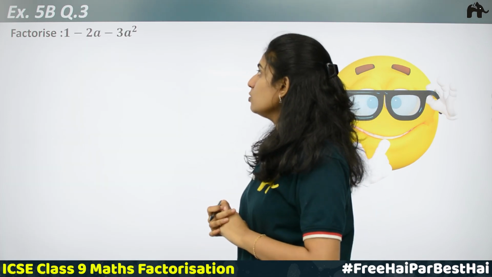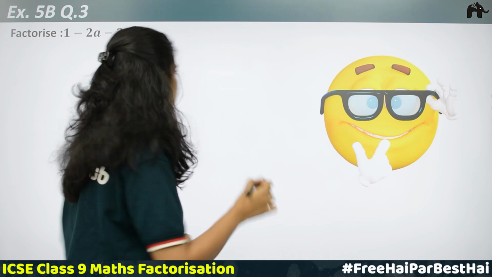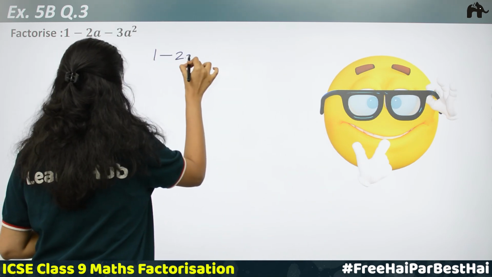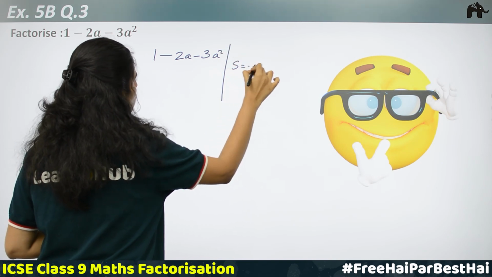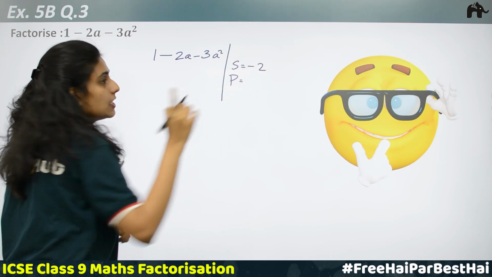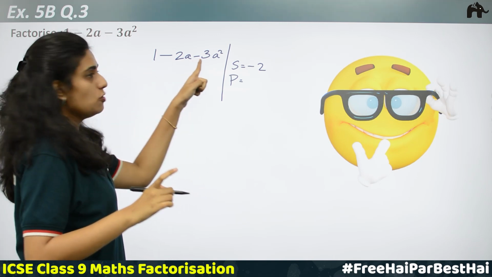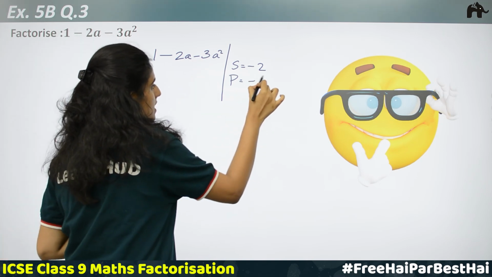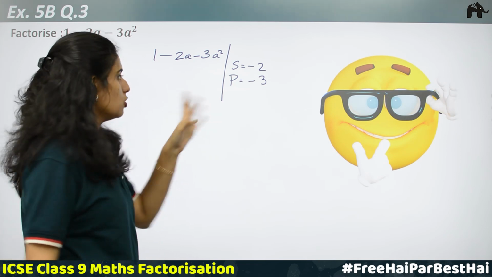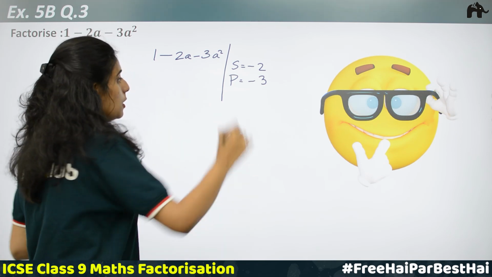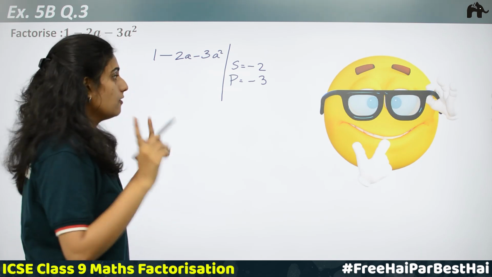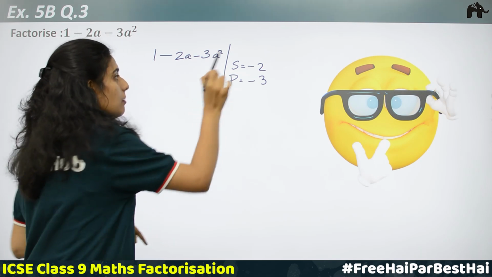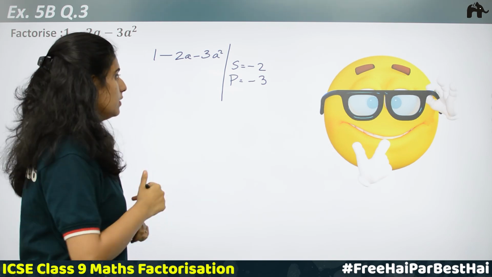Third question of exercise 5b, factorize 1 minus 2a minus 3a square. Here the sum should be equal to minus 2. What about the product? Product should be 1 into minus 3, that is minus 3. Here you can see product is negative, sum is negative. Product is negative, therefore one number will be negative. Sum is also negative, so the greater number will be negative.